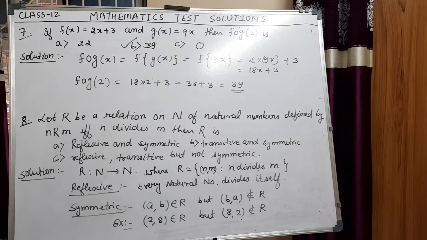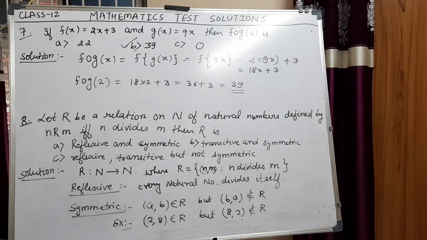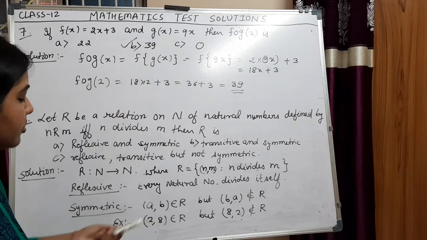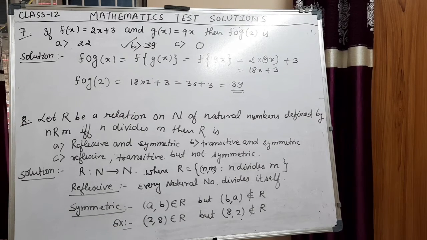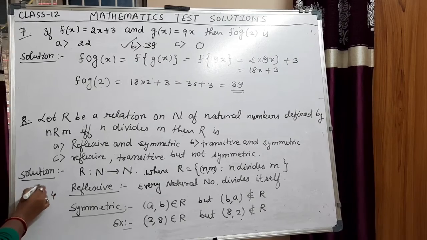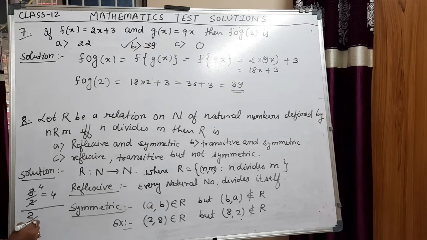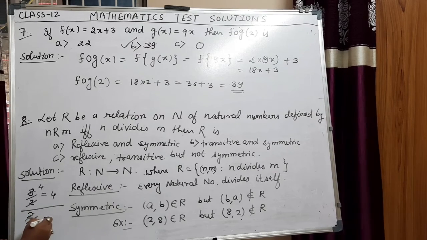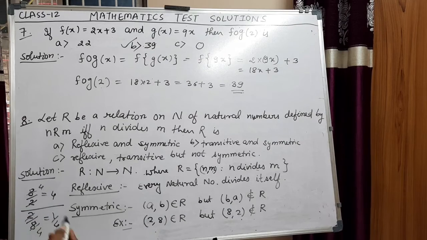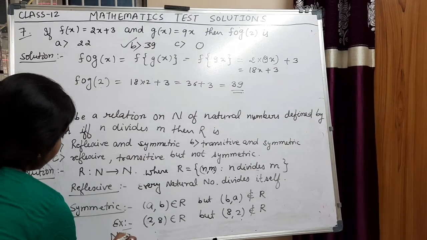In symmetric, if (a, b) belongs to R, we have to find whether (b, a) also belongs to R. If we take two numbers, a equals 2 and b equals 8, then 8 is divisible by 2. Yes, clearly it is divisible, and we get 4. But when we take the reverse, 2 by 8, you know that this is not completely divisible. So we can write (a, b) belongs to R but (b, a) does not belong to R. So this is non-symmetric, or not symmetric.